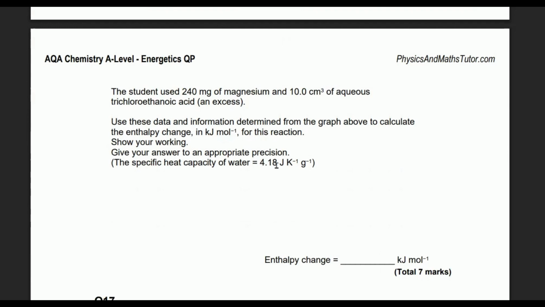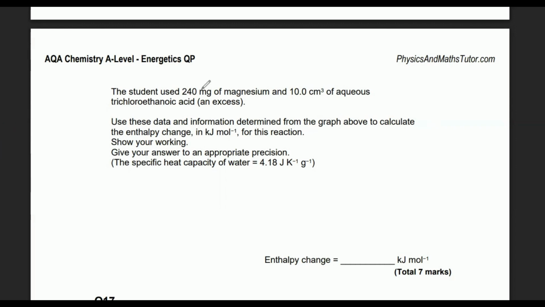Give your answer to an appropriate precision, i.e. 3 sig, right? Or 2 decimal places maybe, but 3 sig we go with at A level. The specific heat capacity of water is 4.18. Okay, 7 marks. All right. Let's get into this one. This should be easy. Once you get used to these, you will be fully prepared for one that a lot of students get wrong, so you can get ahead of the crowd with this.